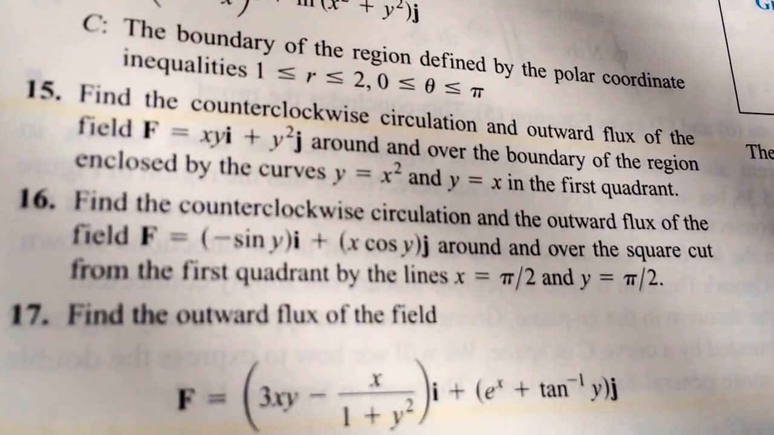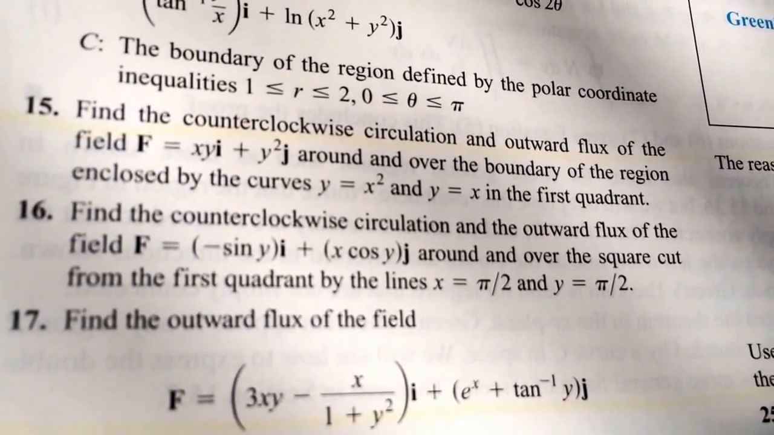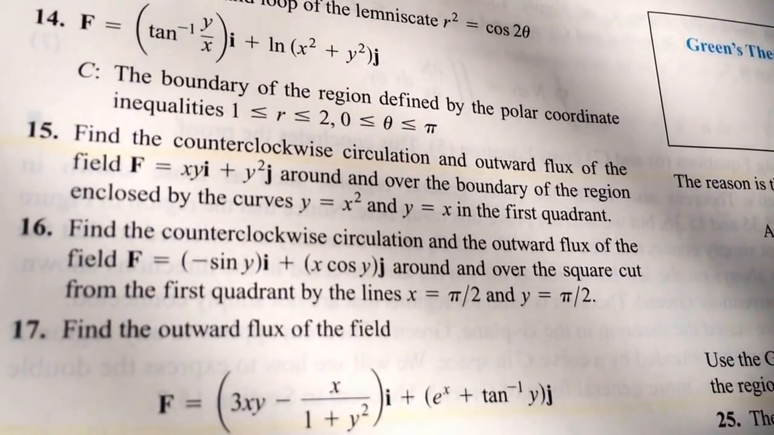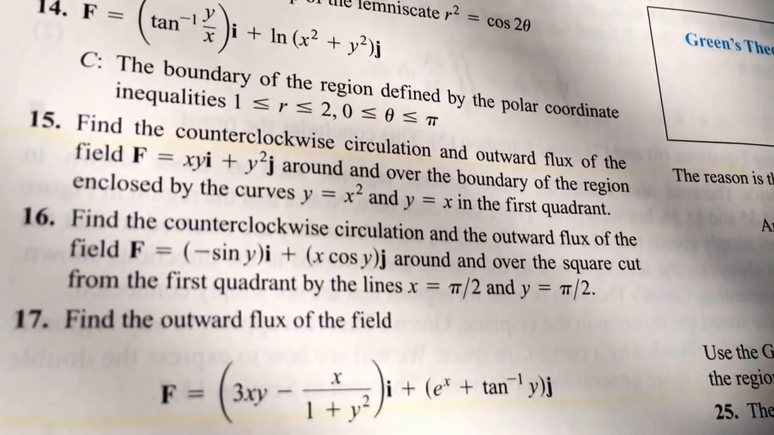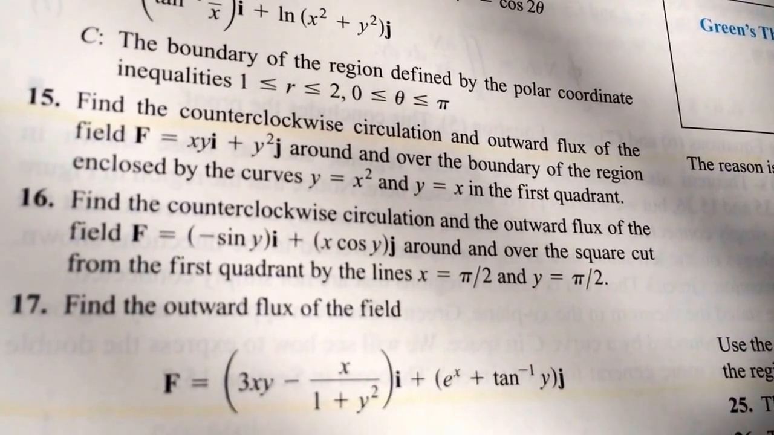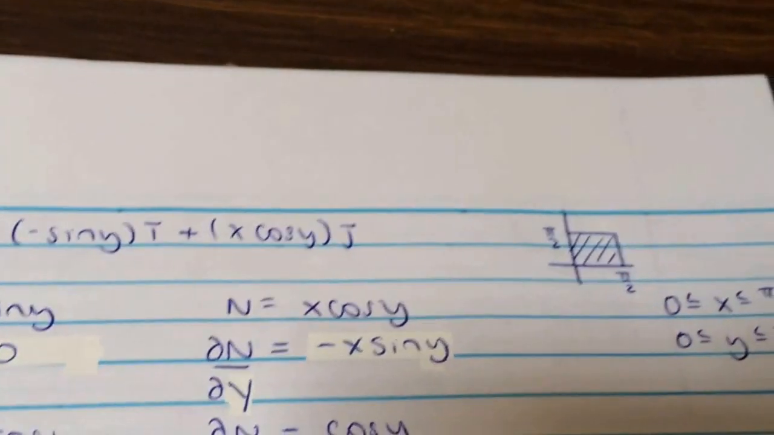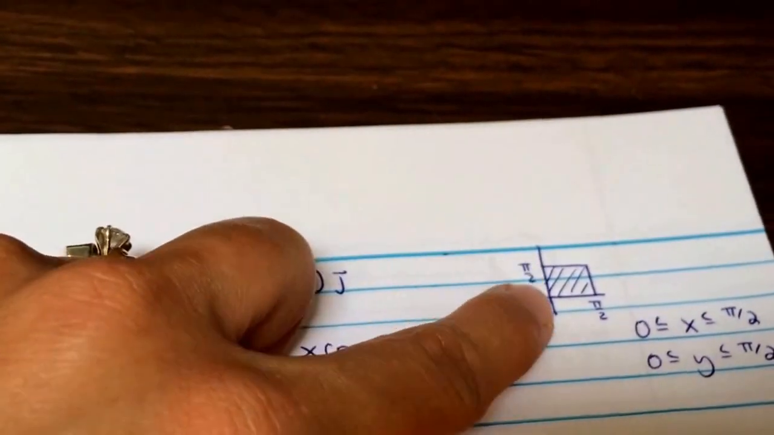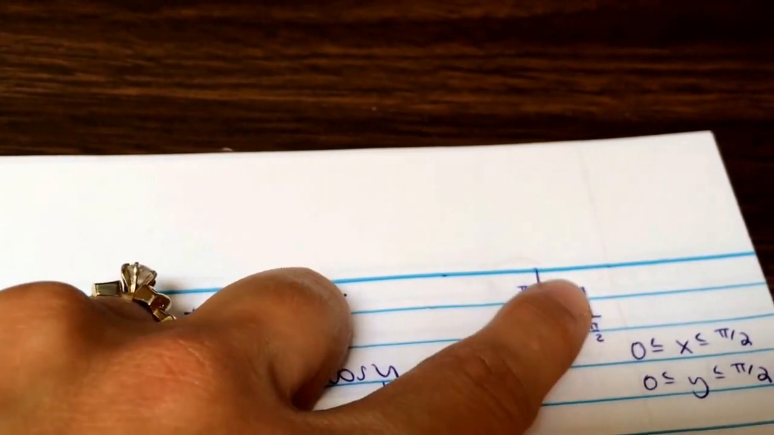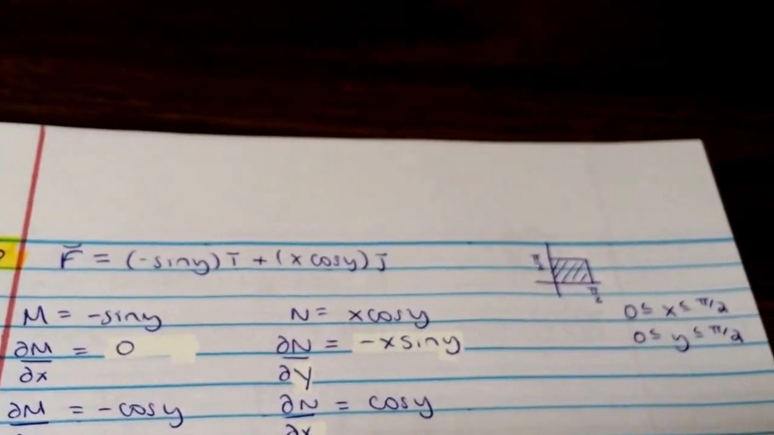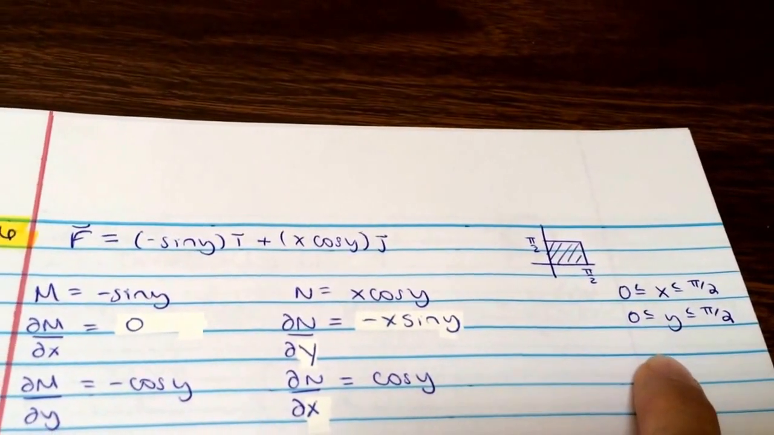Maybe that's better. Okay, find the counterclockwise circulation and the outward flux. So notice it's circulation and flux again of the field around and over the square. That sounds funny. The square cut from the first quadrant by the lines x equals pi over 2 and y equals pi over 2. Okay, so because it's the first quadrant, it's also bound by x equals 0 and y equals 0. But here's x equals pi over 2 and here's y equals pi over 2. So this is an easy square with 4 constants for the bounds.